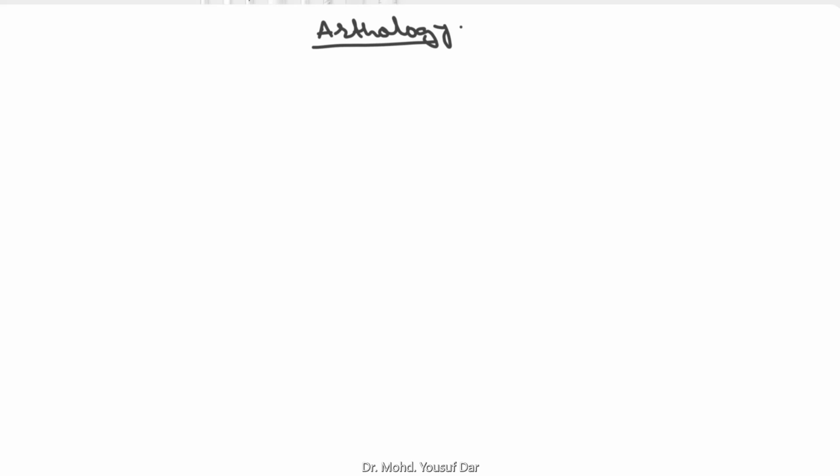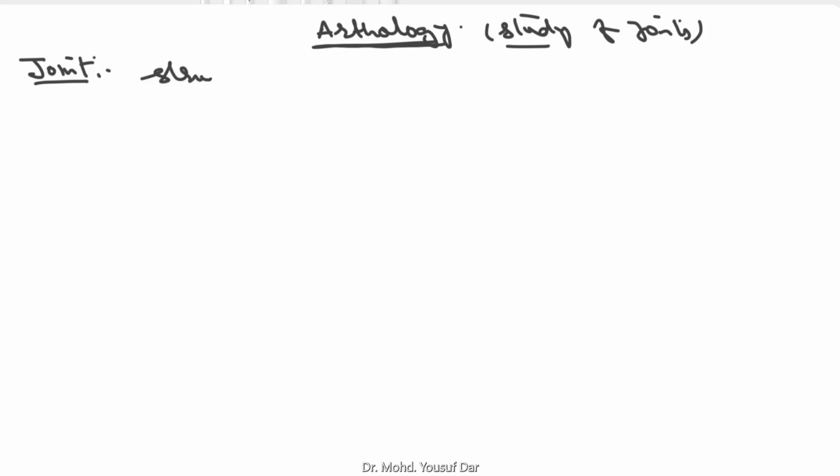So here today we will discuss the joints. First, the study of the joint is known as arthrology. So what is a joint? A joint is simply a structure where two or more bones meet with the help of a certain binding material, and that is known as a joint or articulation.